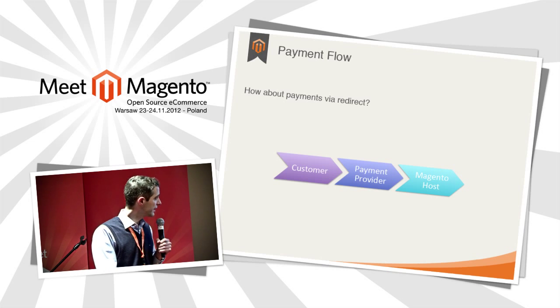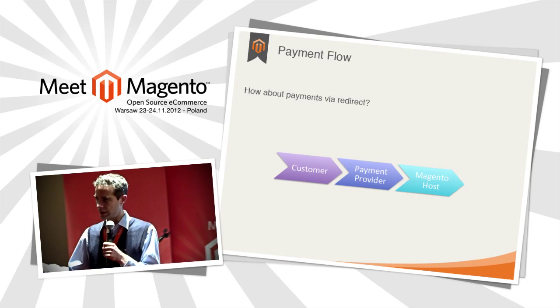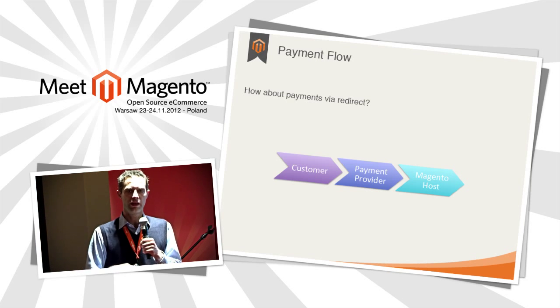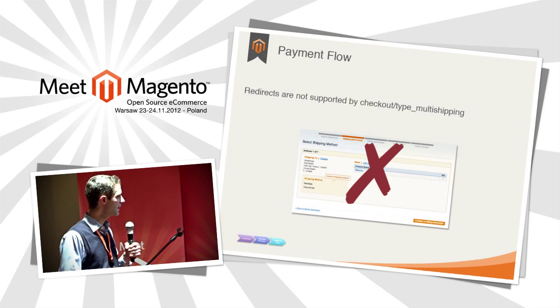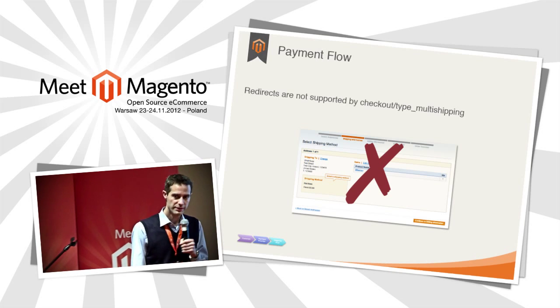But how about the case where the customer submits the data to the provider, and then the gateway informs Magento about the state of the payment? Well, in that case, if you want to use multi-shipping, you're basically out of luck, first of all, right?